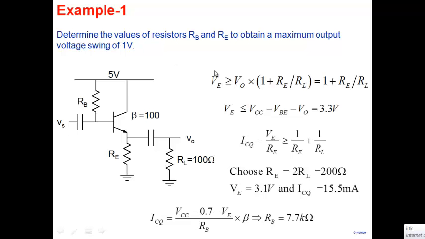So all these equations will change. VE must be greater than V0, and V0 would be 2 here. And the same ICQ here. On that basis, calculate.